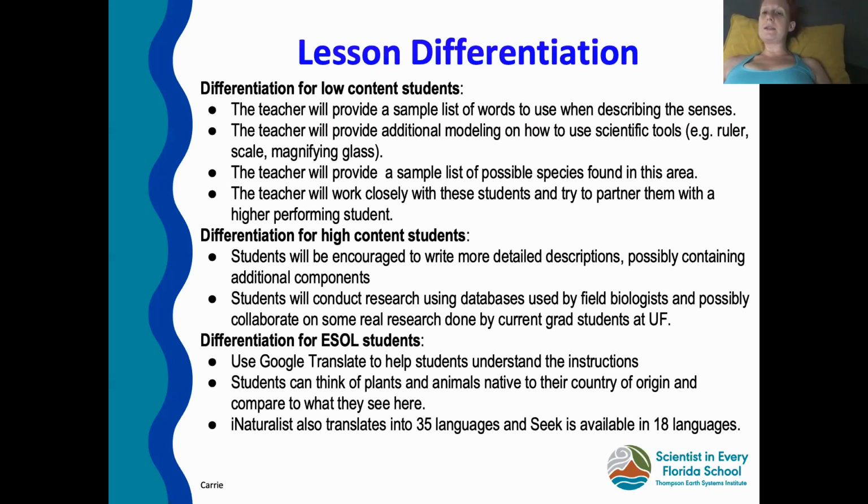For your high-content students, encourage them to write more detailed descriptions, perhaps dig a little further into using different scientific tools, and connect them with some scientists or get them to look at what type of research is currently being done at the University of Florida. And then ESOL students: Google Translate, again, pairing them together. The iNaturalist app translates into different languages, so that's available as well. Next slide.